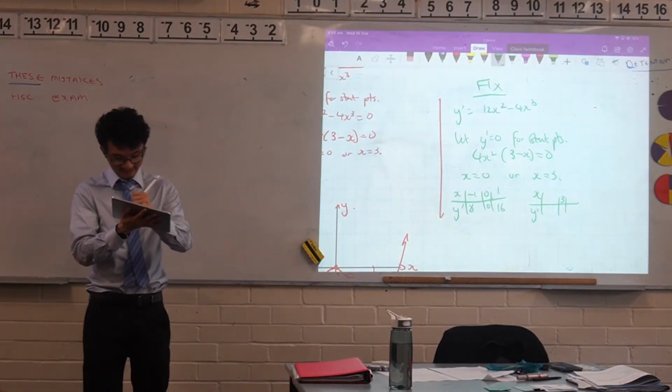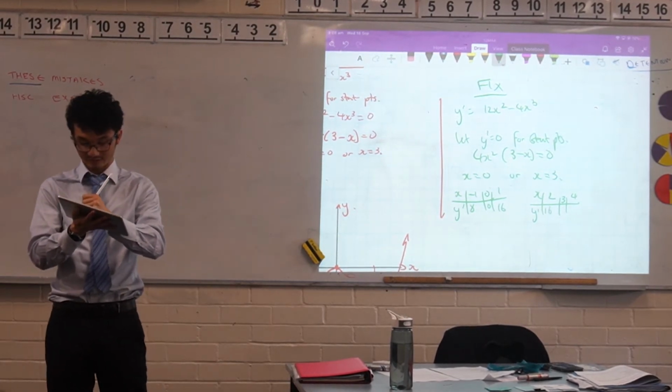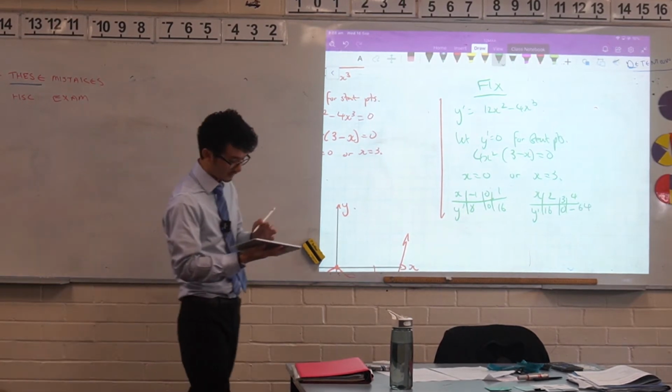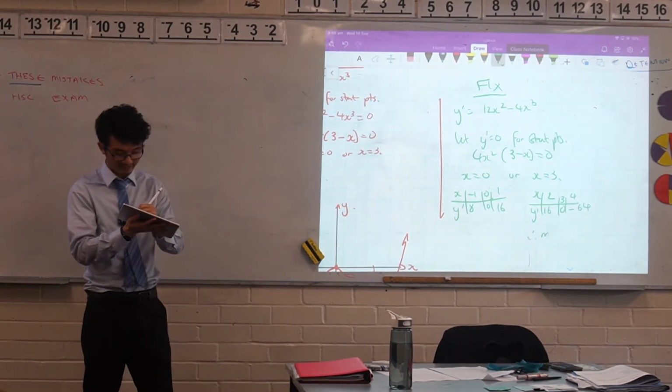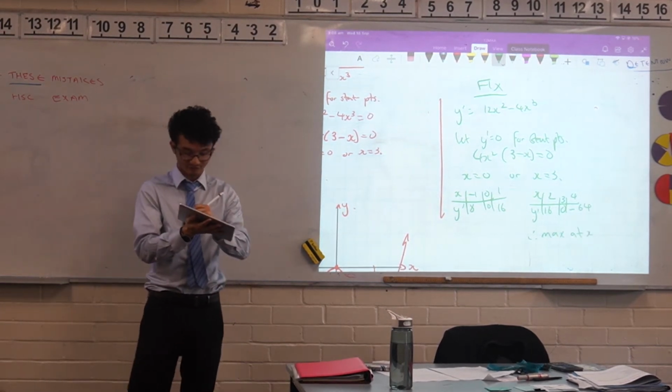Okay, 16 on the right side? On the left side? Negative 64, perfect. Okay, so now we know therefore there's a max at x equals 3.